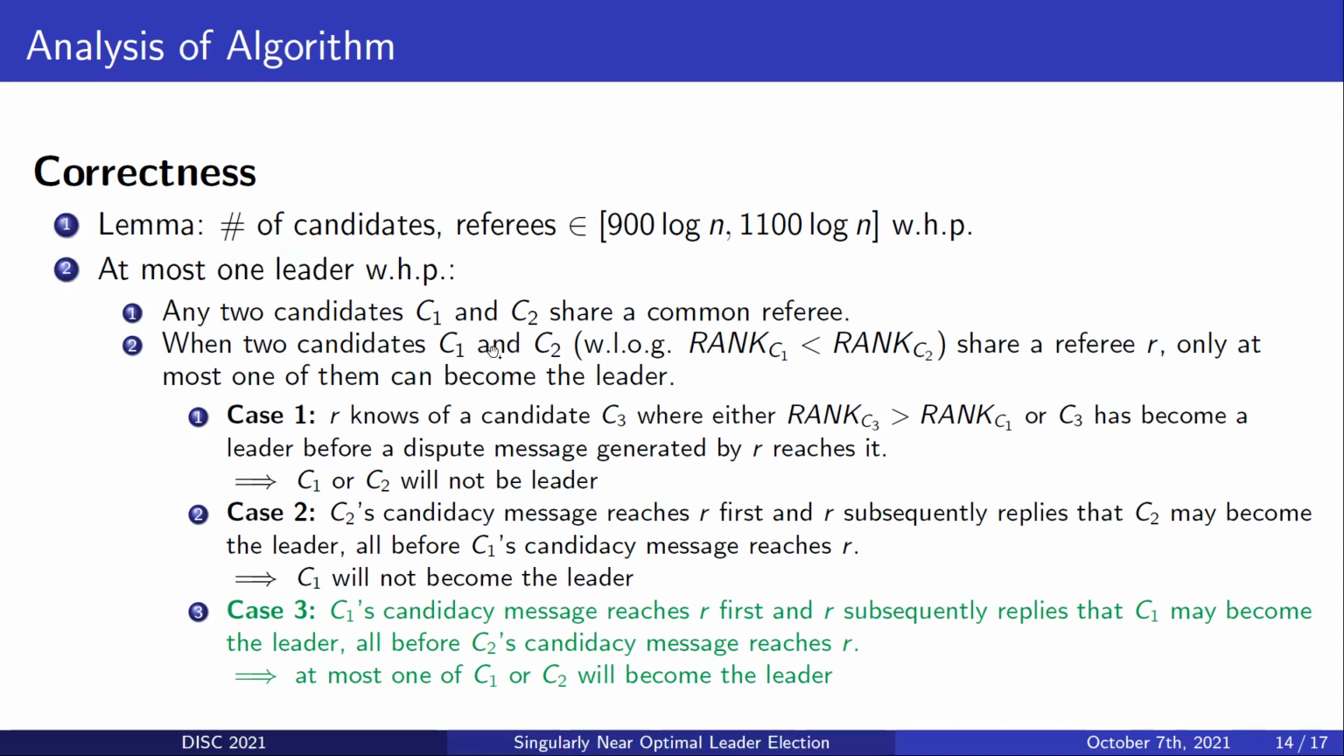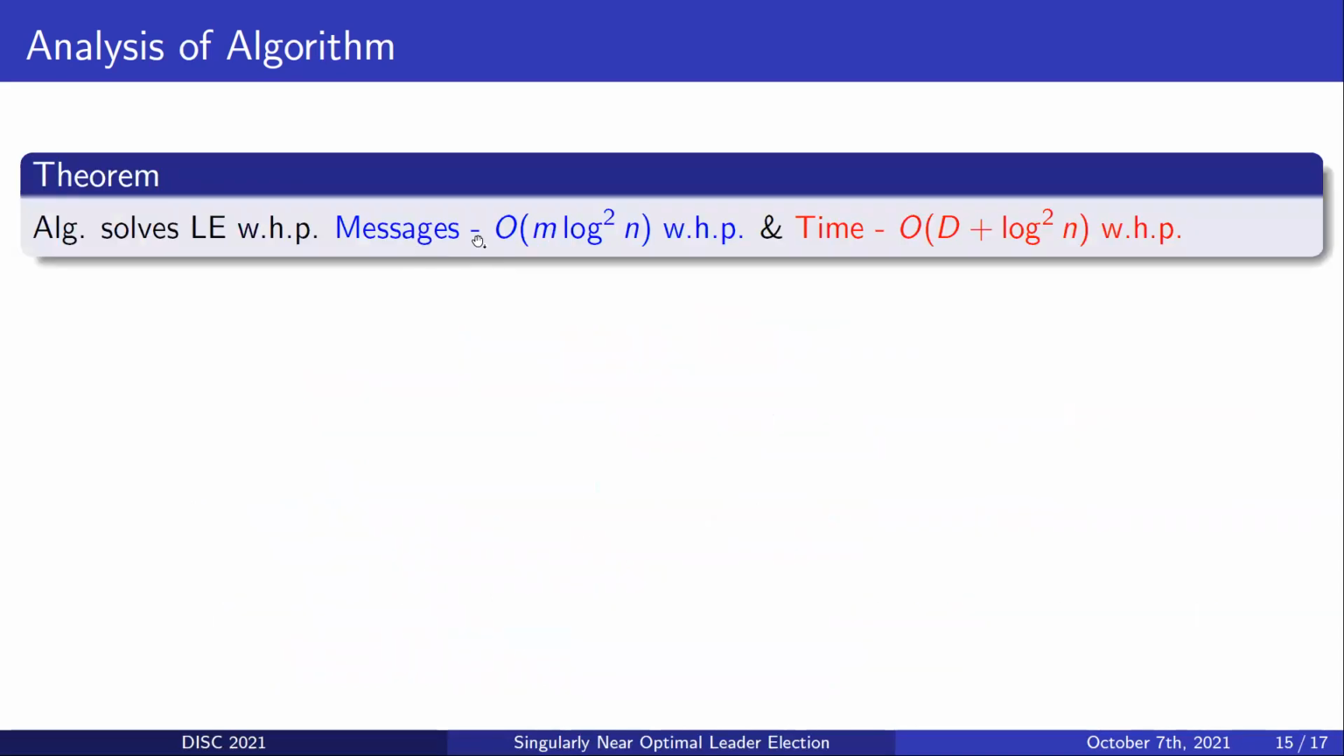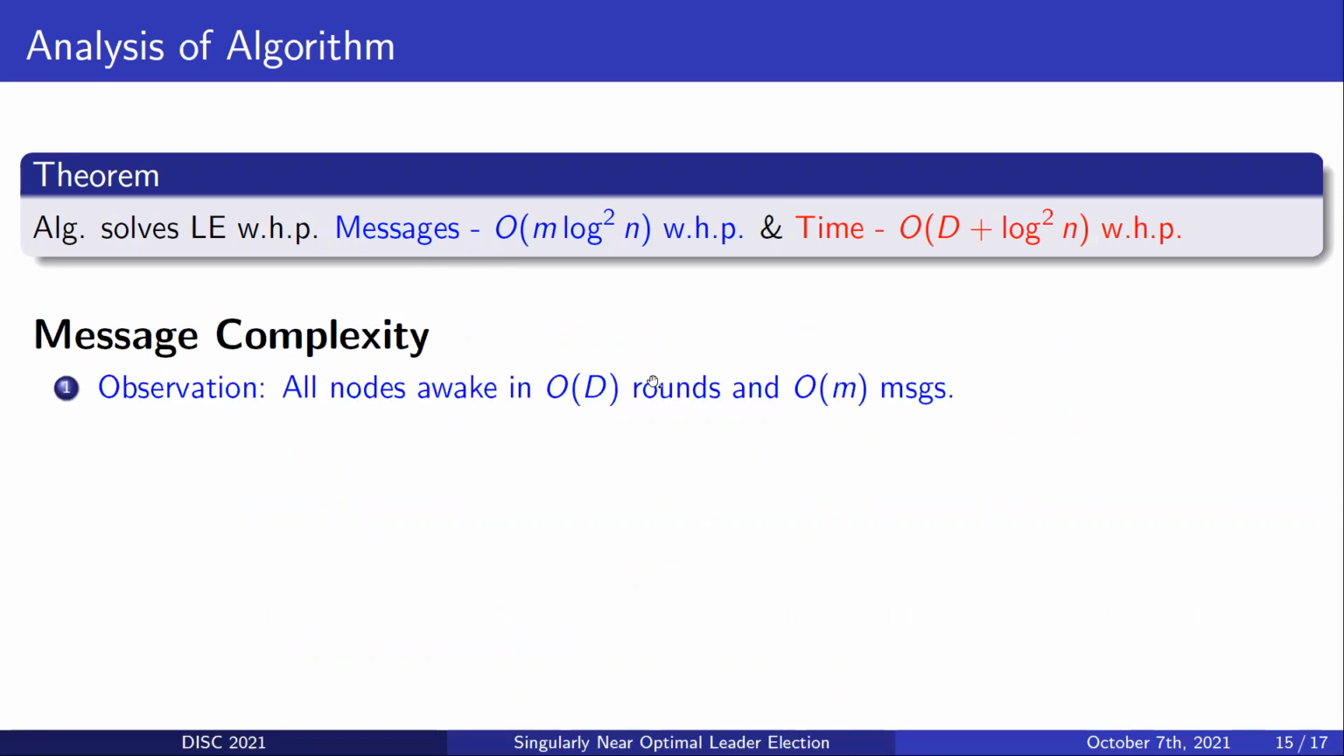And since it's between any two candidates, C1 and C2, and all candidates share at least one referee with all other candidates, we know that whoever the leader is, he shared a referee with everybody else, which guarantees that if he's the leader, none of the others are. And so that's correctness.